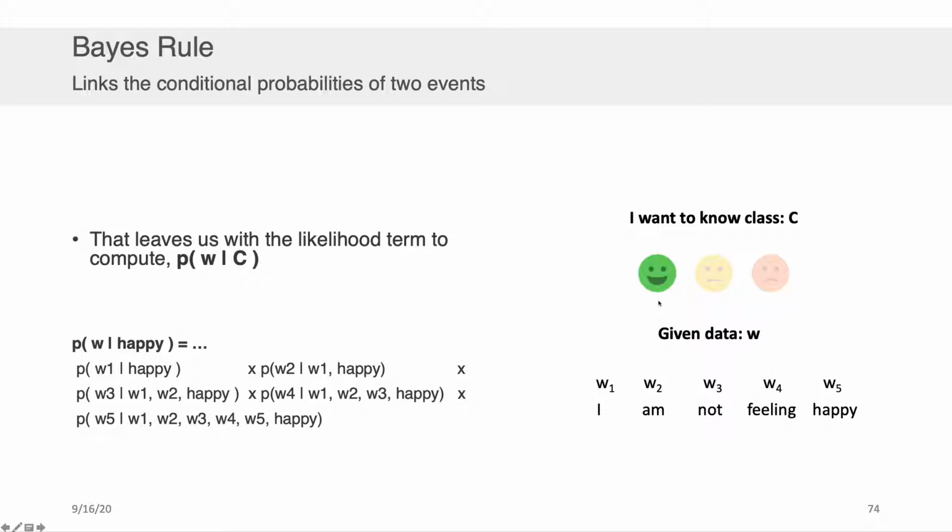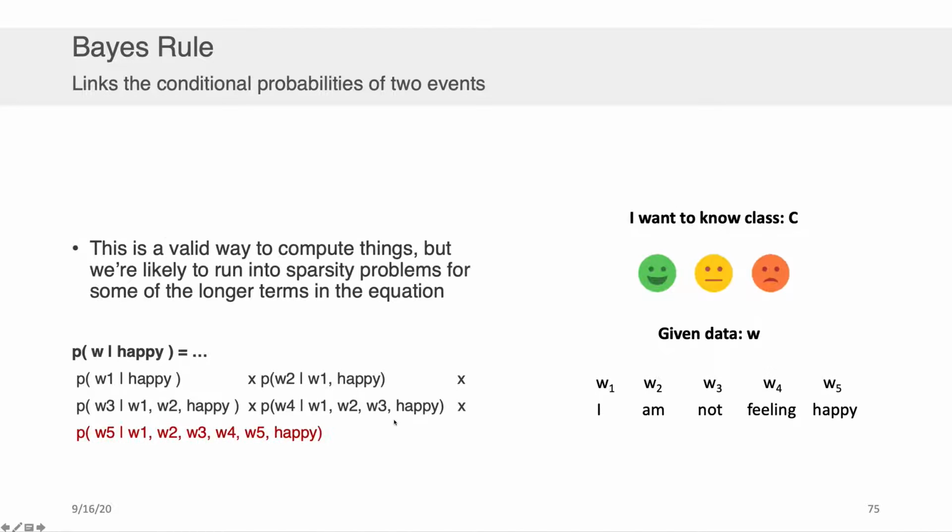And then I have to say, okay, now, given that I'm happy and my first word was W1 and my second word was W2, what's the probability of me creating W3 as the next word? And so on and so forth. And what this equation shows is exactly that thought process. This is a valid way. In fact, it's the correct way if you really wanted to get at the probability of W given happy. However, there are some real-world constraints that could make the computation of probability of W given happy very challenging.